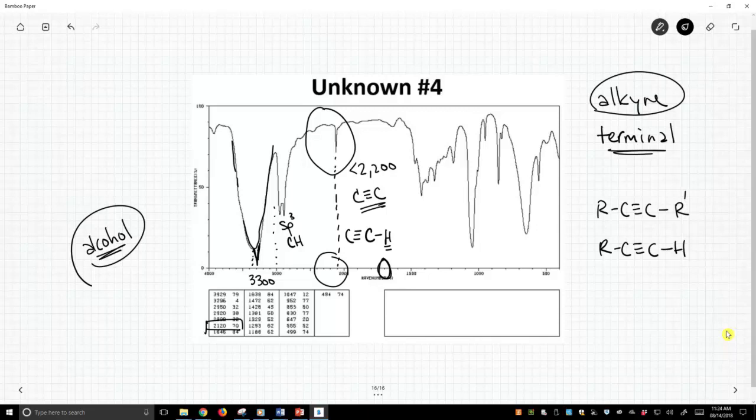And again, that's about all the information that we can get from the IR spectrum. It doesn't tell us what the molecule is, but it does tell us what functional groups are present in our molecule.